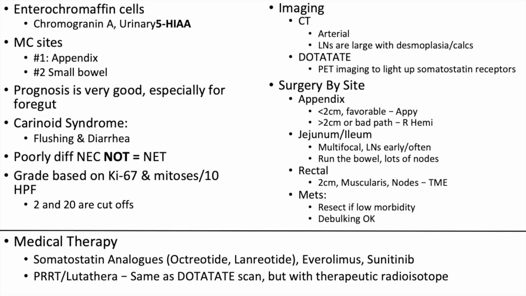All right, and then medical therapy, somatostatin analogs, lanreotide, octreotide, these are the most common ones, and then everolimus and sunitinib if those start to fail. And finally, PRRT and Lutathera. Again, these are very similar to how the dotatate scan works, but you have a therapeutic payload instead of just diagnostic.